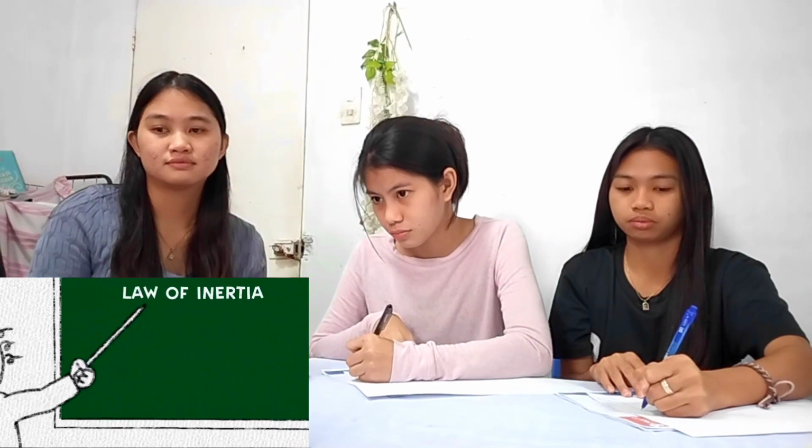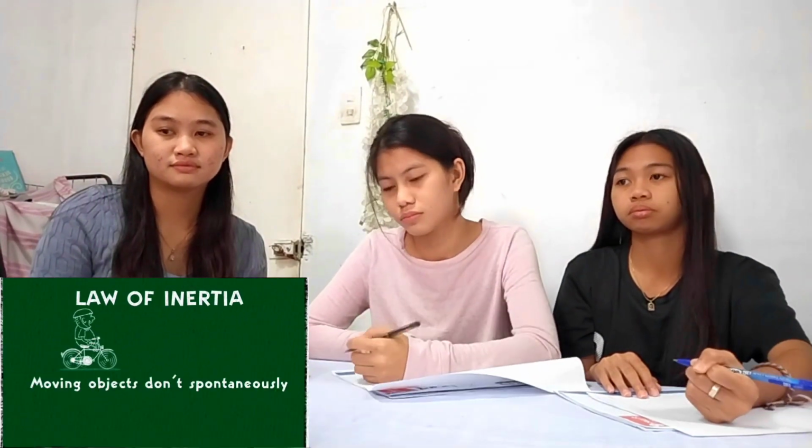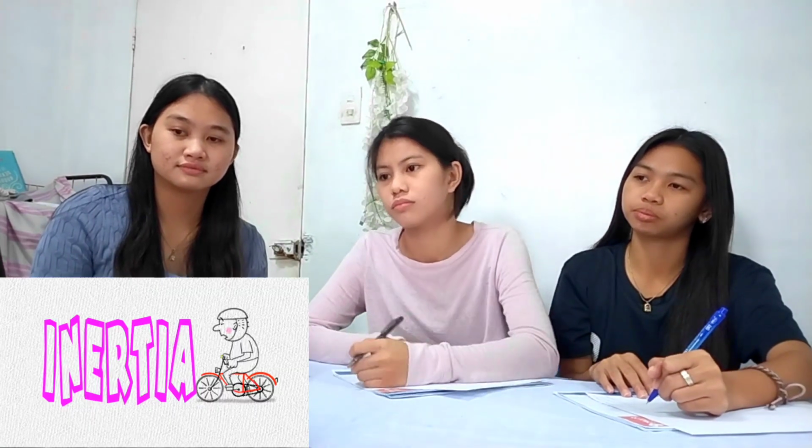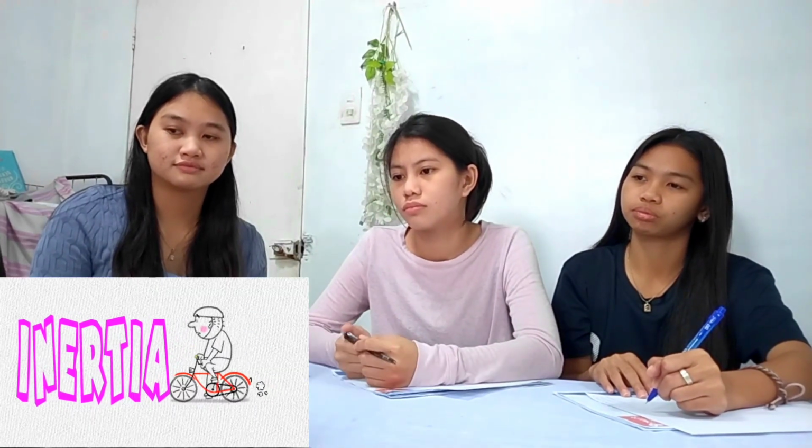So when your bicycle is stopped, it stays stopped. And when it is going, it stays going. Objects in motion tend to stay in motion, and objects at rest tend to stay at rest. That's Newton's first law. Physicists call it the law of inertia, which is a fancy way of saying that moving objects don't spontaneously speed up, slow down, or change direction. It is this inertia that you must overcome to get your bicycle moving.